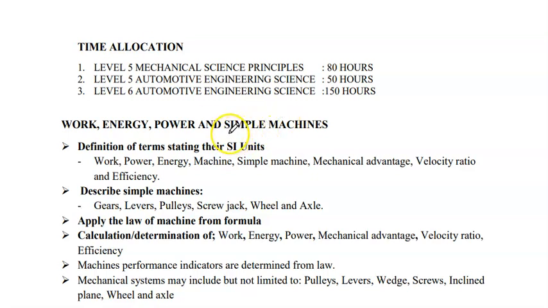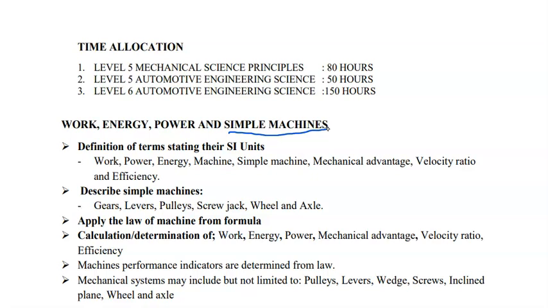Welcome to the topic called simple machines. This topic is covered in 4 courses. We have level 5 mechanical production, then we have level 5 automotive engineering, then level 6 automotive engineering.